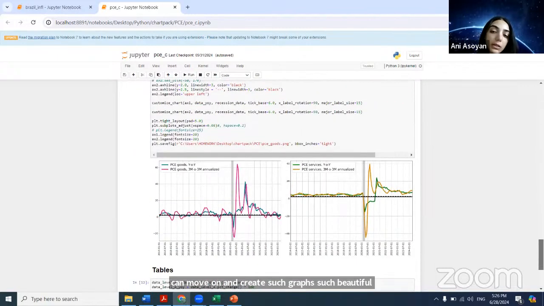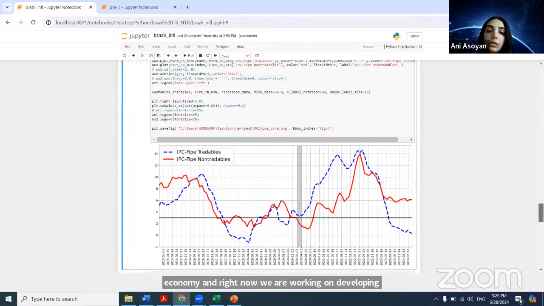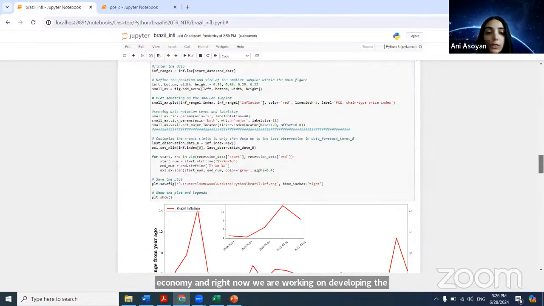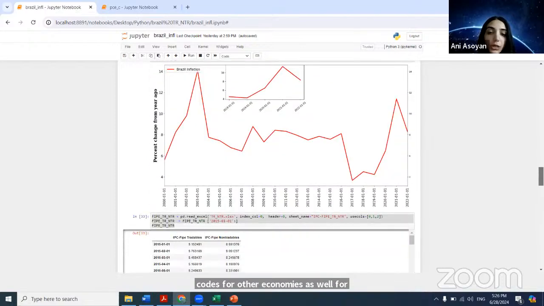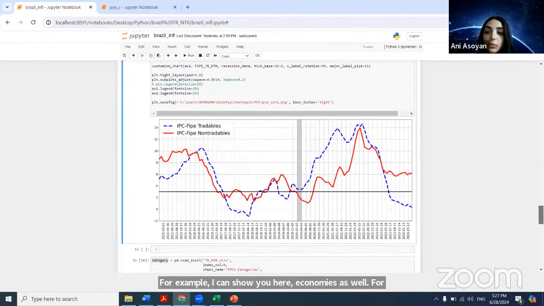So these are the graphs that we have created for the US economy, and right now we are working on developing the codes for other economies as well. For example, I can show you here briefly the Brazil case, which is still in progress. And so this is basically what I wanted to share for the Python related stuff.